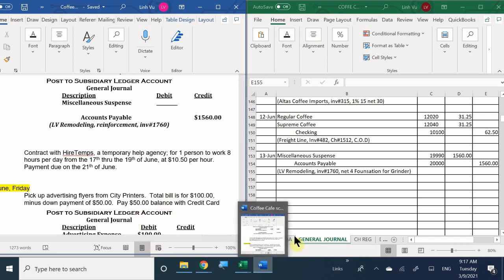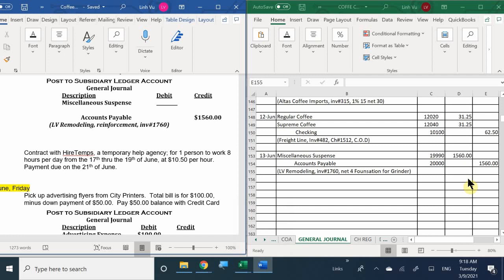We picked up our flyers. Okay, what was the total bill for? $100, but we made an advance payment, or a deposit or down payment. So in this case, my new total bill should be $50. So I'm going to pay the remaining $50 with my credit card.